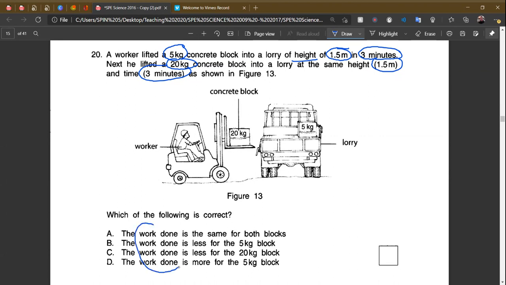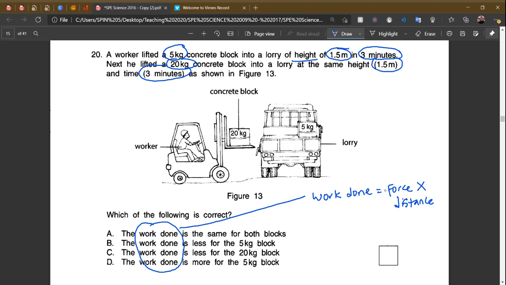So all the choices involve work done, and you should memorize this formula. Work done is equal to force times distance. Force means the thing that you use to move the object, and the distance means how far the object moves as a result of your force. If you don't have force or distance, it means no work is done.